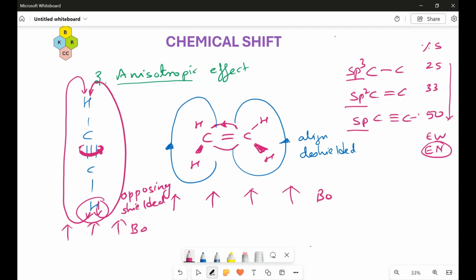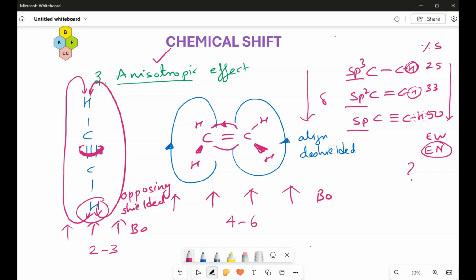If that is the case, the hydrogens attached to an sp3 hybridized carbon will have more electron density than the alkene hydrogen, and then the alkyne hydrogen. So the alkyne hydrogen should be more deshielded. They should have the highest delta value. Based on this, I would say that the delta value should increase.